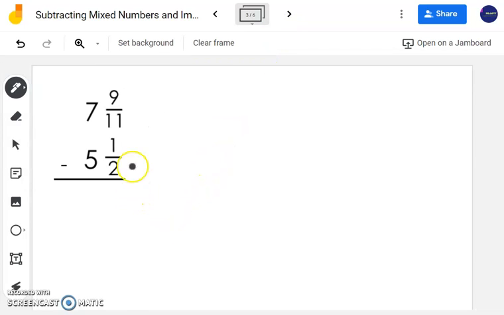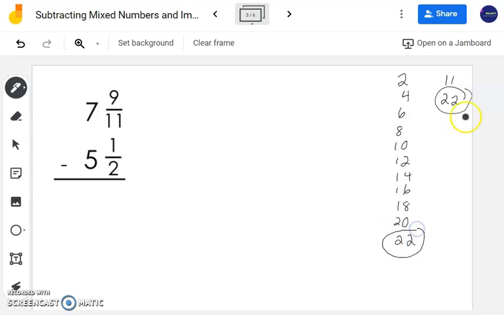And here's another problem. We have 7 and 9/11 minus 5 and 1/2. I'm looking at my denominators. I have 2 and I have 11. So let's see, I've got to start by listing out my multiples. Well, 2, 4, 6, 8, 10, 12, 14, 16, 18, 20, 22, and I have here 11, 22.